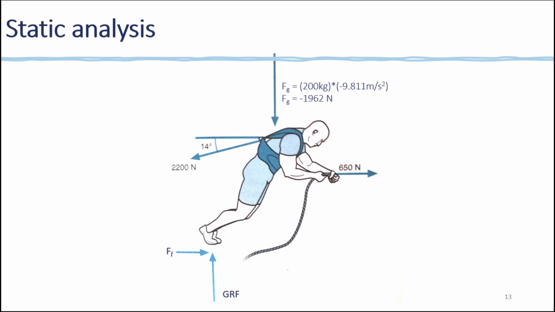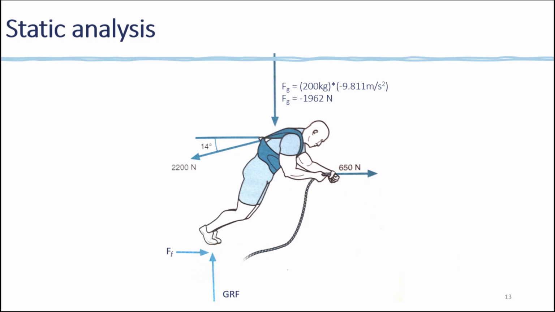Brian pulls forward and slightly upwards on the cable with a force of 2,200 newtons acting at an angle of 14 degrees above horizontal. Brian also pulls on the rope with a horizontal force of 650 newtons. We want to know how much force the ground is exerting on Brian's feet. So we're looking for this resultant force down here.